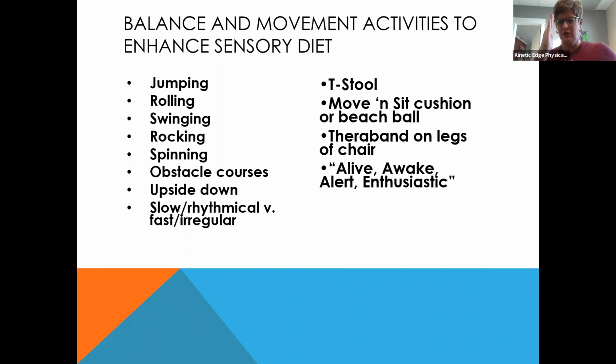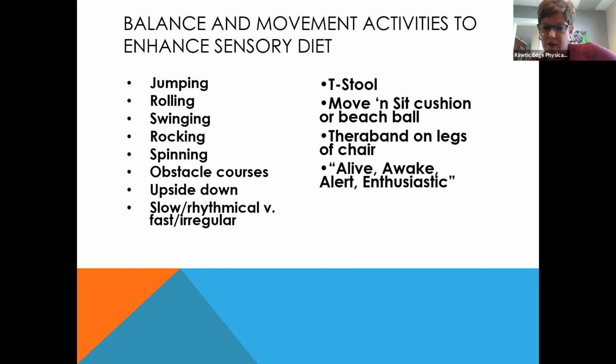T-stools are just a stool that has one leg and then a seat kind of like this. It gives the child a sense of movement without necessarily having to move a whole lot. Same thing with move and sit cushions. You know, it's just a fancy little cushion you can put in a chair. Again, it gives the child that sense of movement, but they aren't having to move all over the place. A beach ball with just a little bit of air is a $1 way to try a move and sit cushion to determine if it would be helpful for your child.